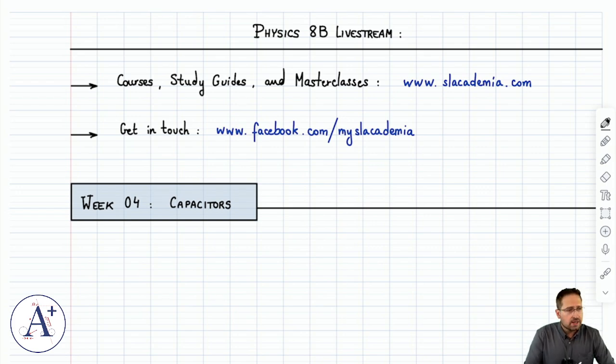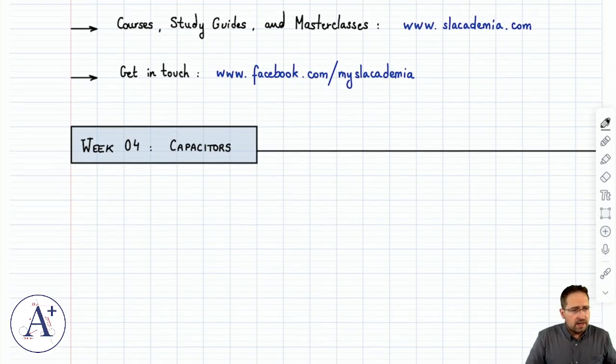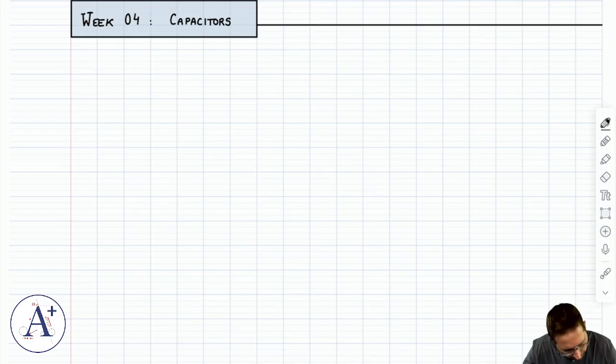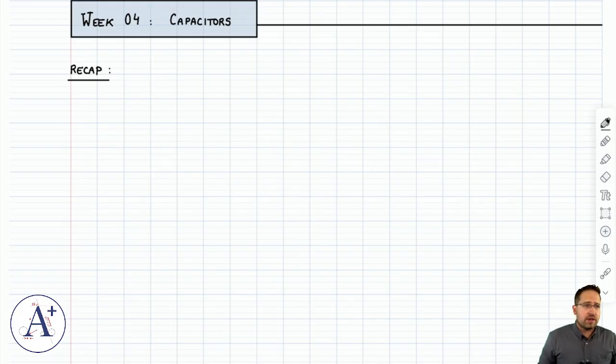So before we start capacitors this week, let's talk about potential very quickly. Let's do a recap. Now, if the question is, why do I need electric potential? Just, again, a 30,000 foot view.